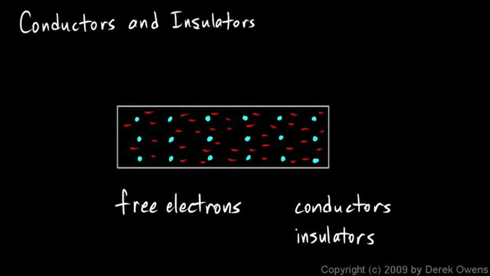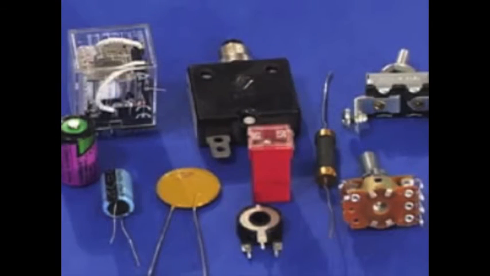Most materials are either good conductors or good insulators. There aren't many that are in between. Materials with high electron mobility, many free electrons, are called conductors, while materials with low electron mobility, few or no free electrons, are called insulators.